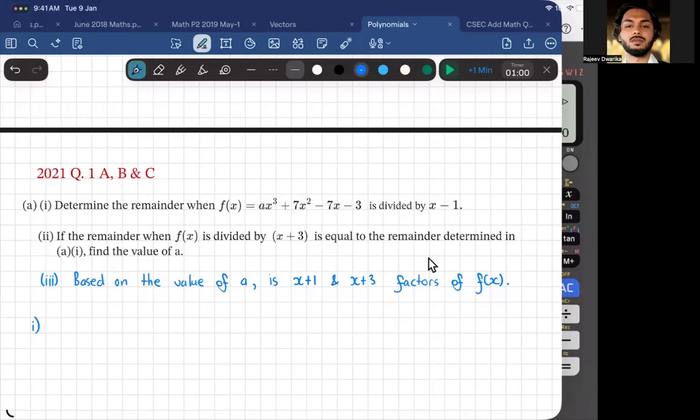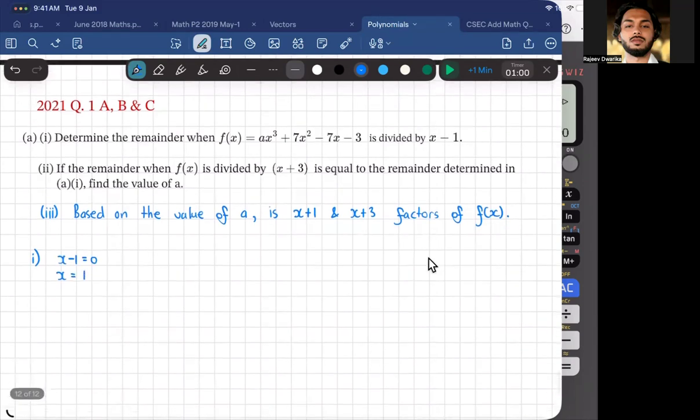Okay, first you would equate x minus 1 equal to 0, and then you would determine the value of x, which would be 1. You would substitute x into the f(x) function, so you get A(1)^3 plus 7(1)^2 minus 7(1) minus 3. And am I going to put that equal to 0?